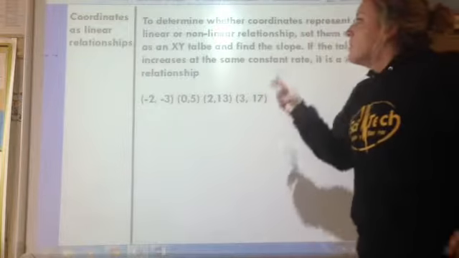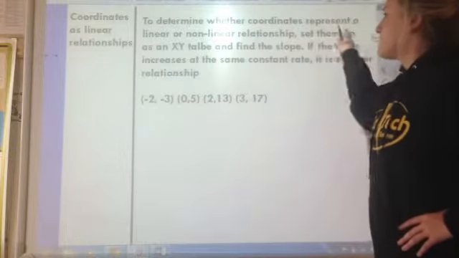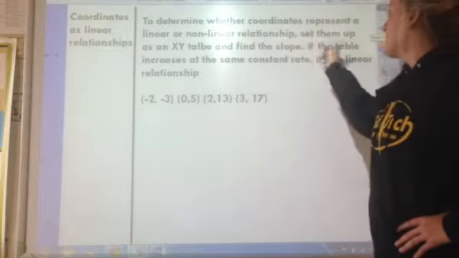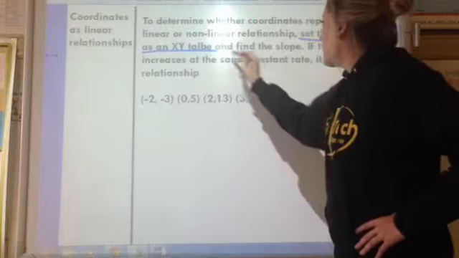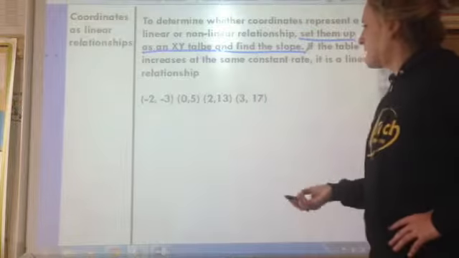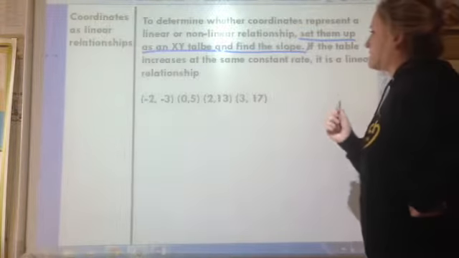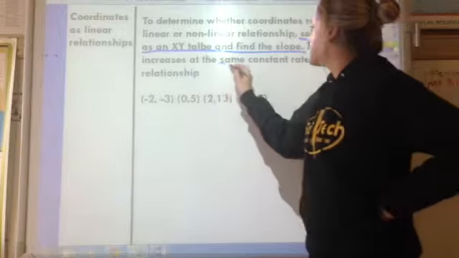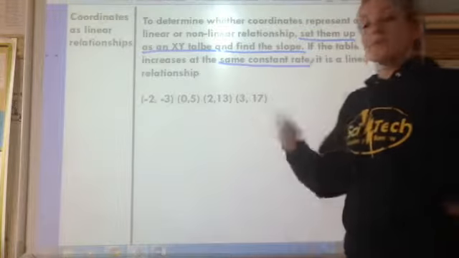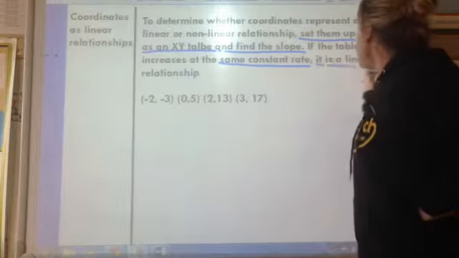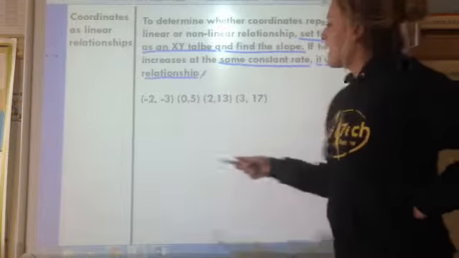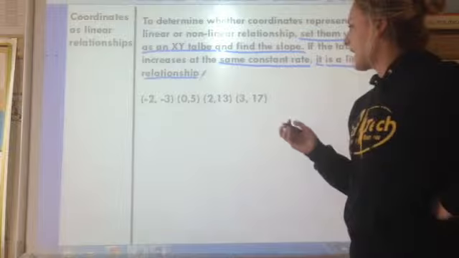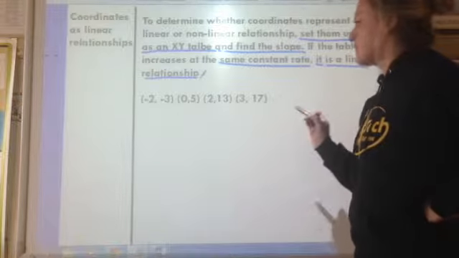All right, let's talk about coordinates as linear relationships. To determine whether coordinates represent a linear or nonlinear relationship, set the coordinates up as an xy table and find the slope between the points. If the table increases at the same constant rate, meaning the slope is the same, then it is a linear relationship or a linear equation. So let's go ahead and take these coordinate points. Make sure that this is written down on your notes page.